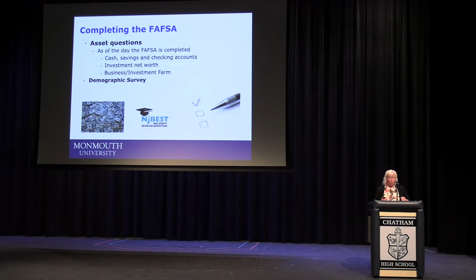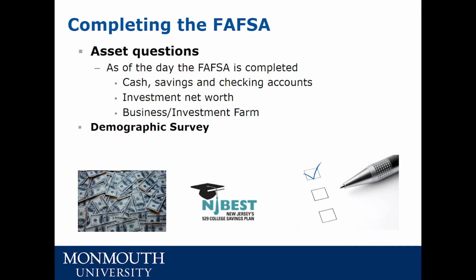You may be asked questions about your assets when you complete the FAFSA. So like marital status, assets are as of the day you complete the FAFSA. If you do have to complete the asset questions, there'll be 3 of them. As of today, what do you have in cash savings and checking accounts? Your investment net worth and the net worth of any business or farm.